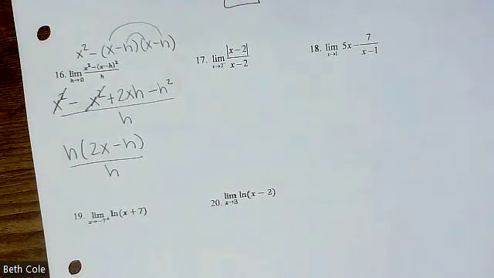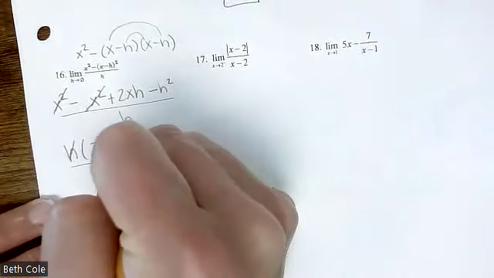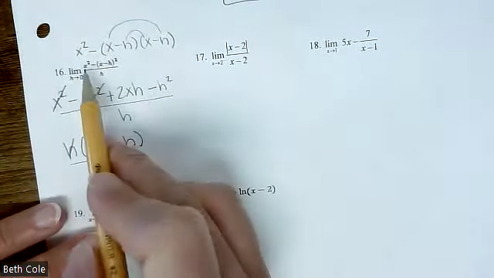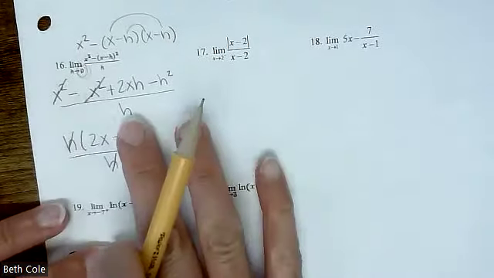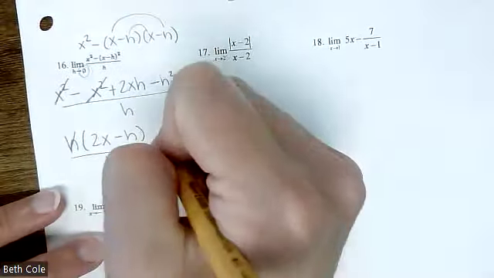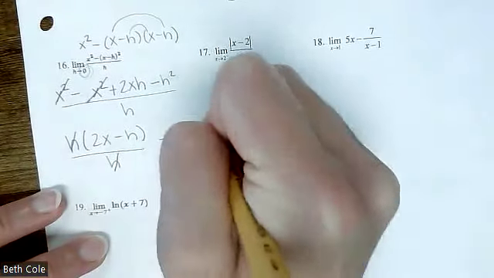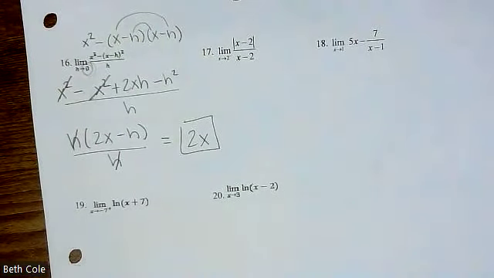I know, every letter of the alphabet is in this thing. Then what happens? H's cancel, and you're going to plug in 0 for h. So if you plug in 0 for h, that's gone. What's the answer to the whole thing? It's 2x. Don't be surprised you have an x in your answer. There was an x and an h in the problem. Okay.